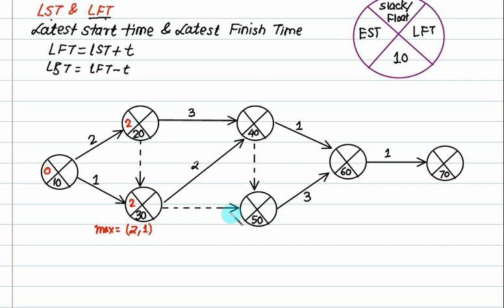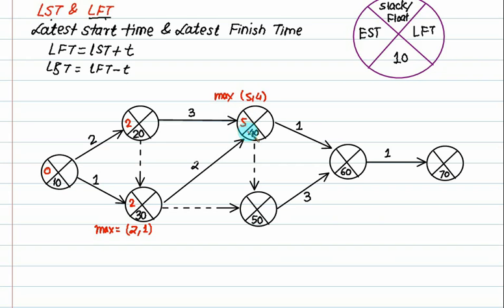Then we go for the next calculation. For this one, if we come by this path, it has 1 arrow. This one is 2, 2 plus 3, 5. One arrow is this preceding one. This one is 2, 2 plus 2, 4. So you have to select max. Max equals 5.